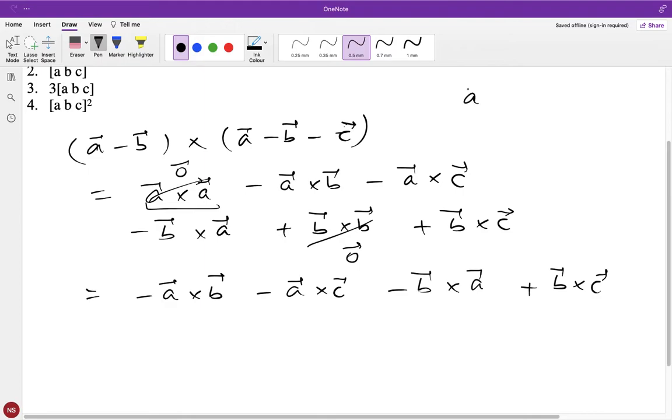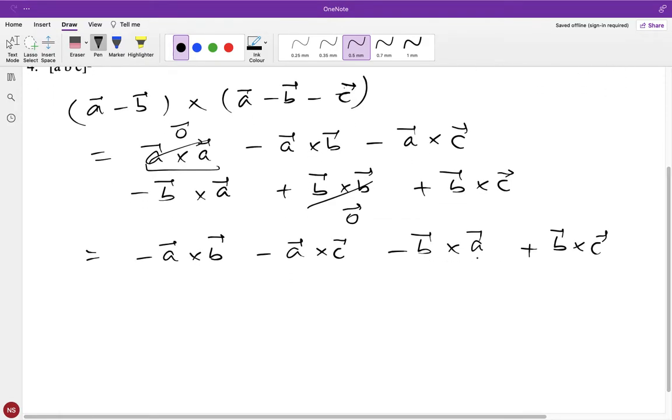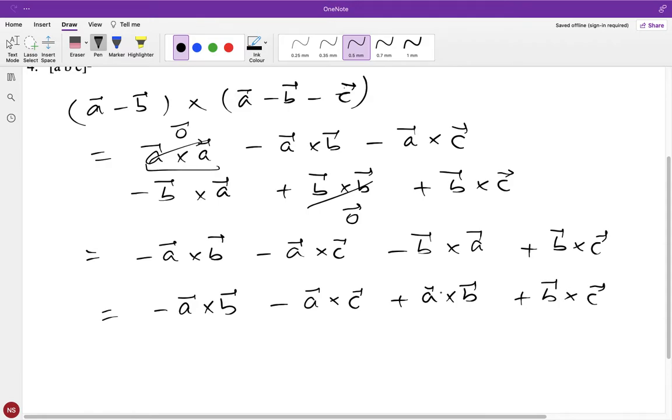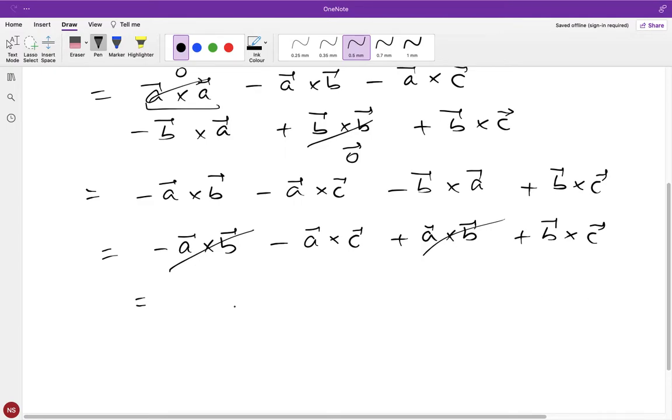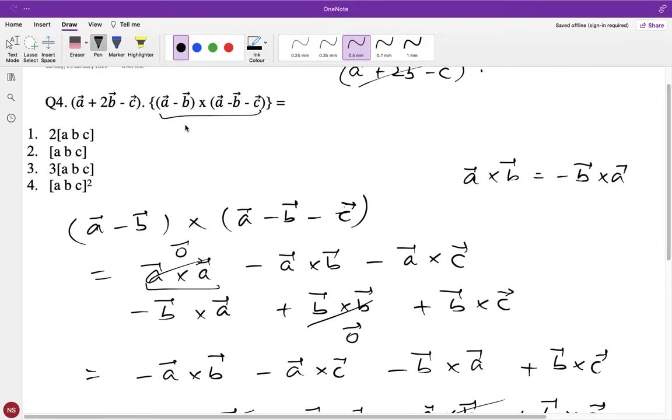We know that A cross B is equal to minus of B cross A, right? So this minus B cross A, I can write it as plus A cross B, right? And I already have minus A cross B, so this is also gone. So all of that is just minus A cross C plus B cross C. So this whole thing represents this, right?